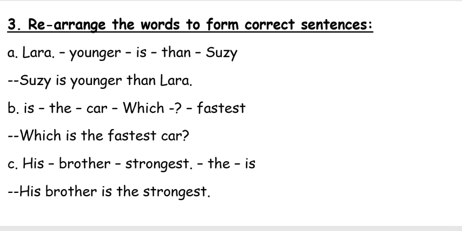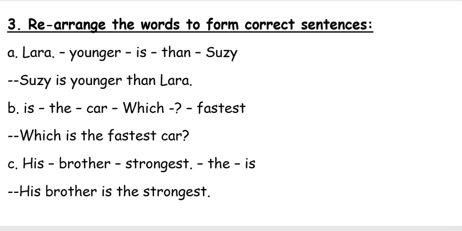Number B, is the car which fastest. It's a question, so we're going to start with a question word. Which is the fastest car? Number C, his brother strongest the is. His brother is the strongest.